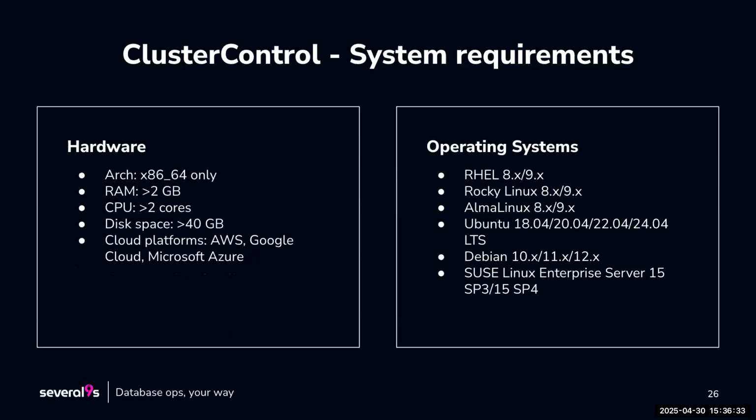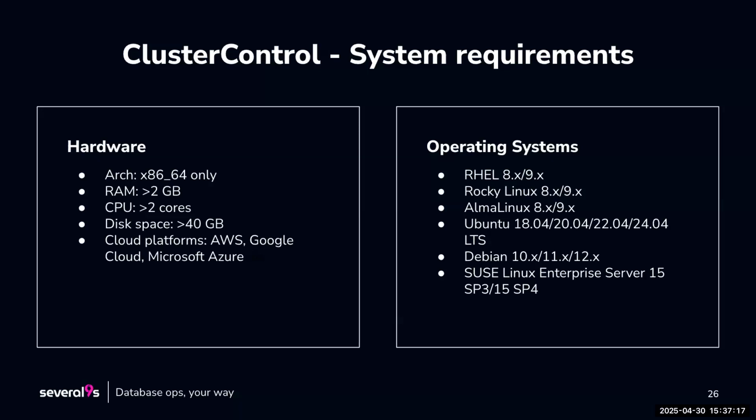The requirements for ClusterControl are at least 2 GB of RAM. I would recommend 4, but it depends on the number of clusters that you are going to manage from ClusterControl. The requirements are 2 GB and 2 CPUs. The same for CPUs, it depends on the number of clusters, but these are the minimum requirements. And 40 GB of disk space, this is to store historical monitoring data and configurations.